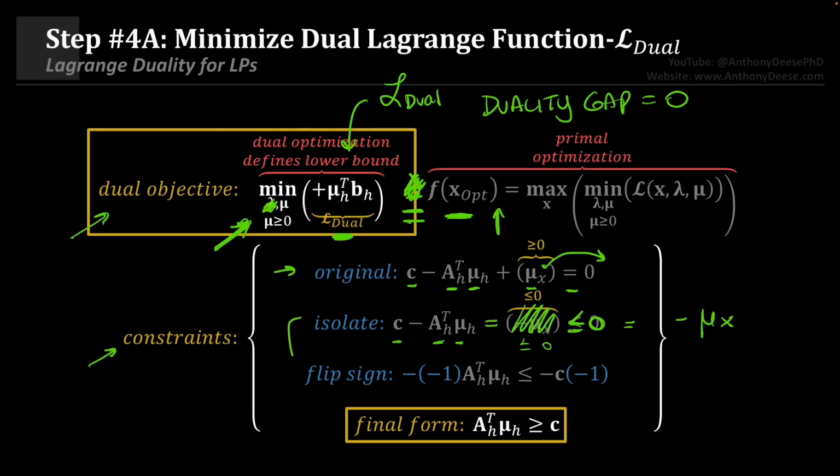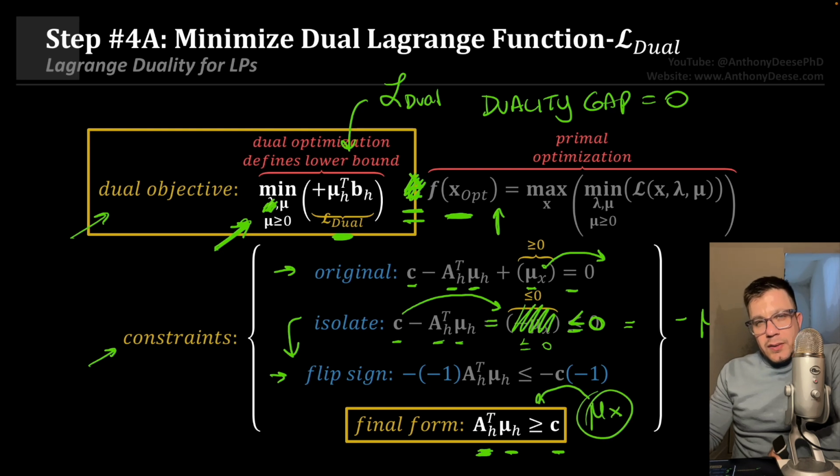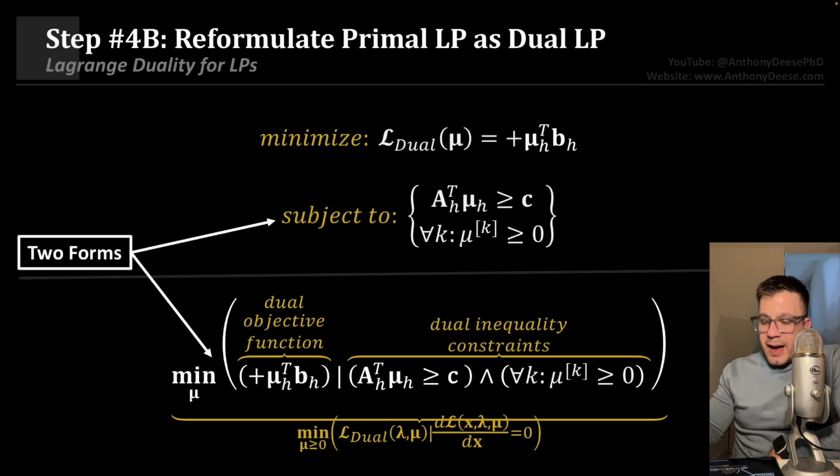Then going from here to here, we simply flip the signs and move C over to the other side of the equation. What we end up with is the final form of this constraint: A sub H transpose times mu sub H must be greater than or equal to C. With the mu sub X, where did that go? That was cooked into the inequality operator right there. So the main two pieces of this are going to be our dual objective function as well as the updated form of the inequality constraint. And that's what we have shown right here.